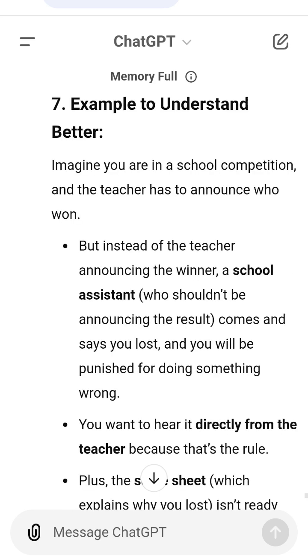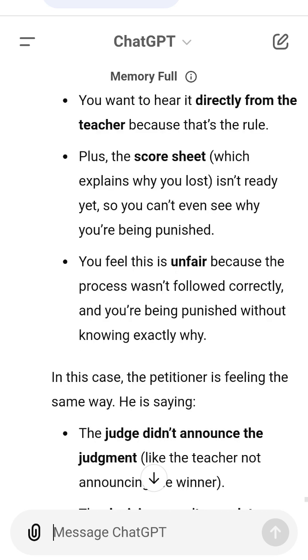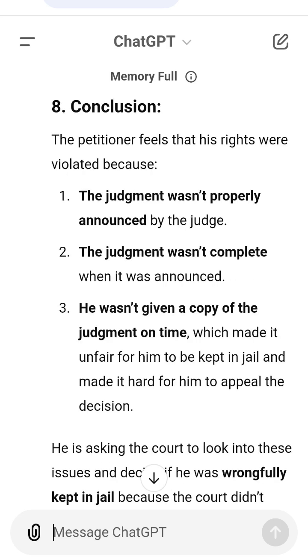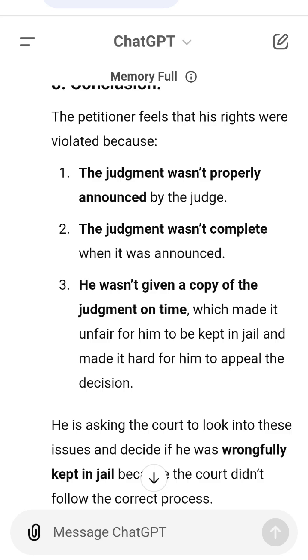8. Conclusion. The petitioner feels that his rights were violated because: 1. The judgment wasn't properly announced by the judge. 2. The judgment wasn't complete when it was announced. 3. He wasn't given a copy of the judgment on time, which made it unfair for him to be kept in jail and made it hard for him to appeal the decision. He is asking the court to look into these issues and decide if he was wrongfully kept in jail because the court didn't follow the correct process.